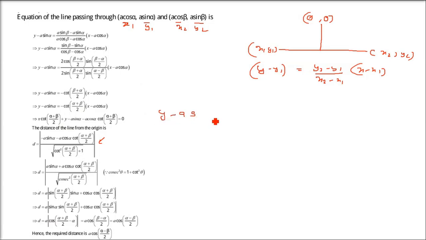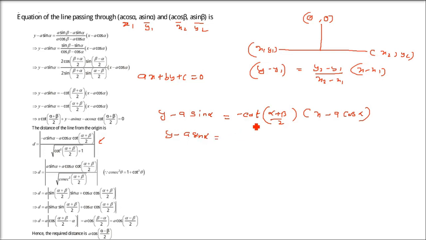So how does it go? y minus a sin alpha equals minus cot alpha plus beta by 2 into x minus a cos alpha. So this is the ax plus by plus c form; this is what we have to equate. So y minus a sin alpha, I'm multiplying it, minus cot alpha plus beta by 2 into x, minus is plus a cos alpha cot alpha plus beta by 2. Now take everything on the left hand side.